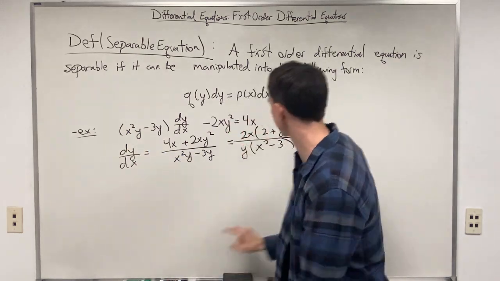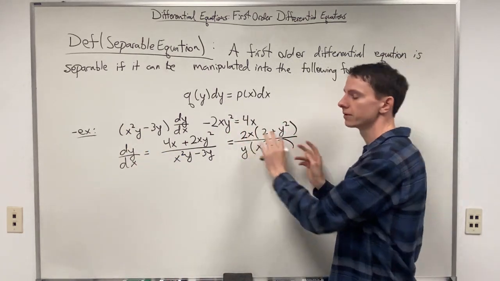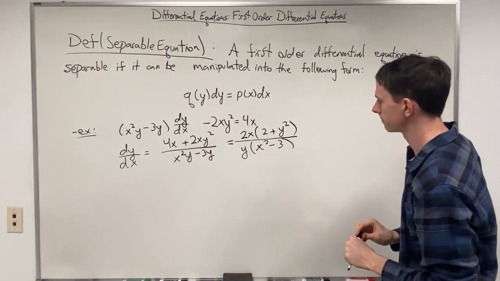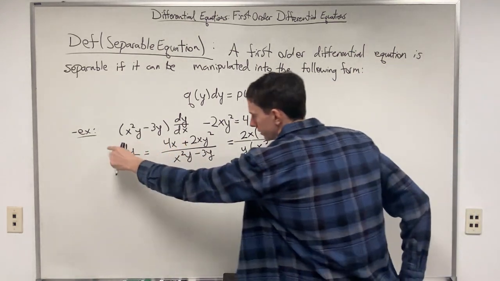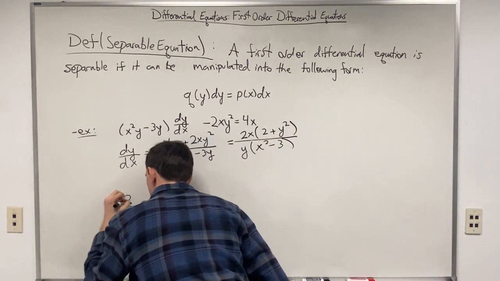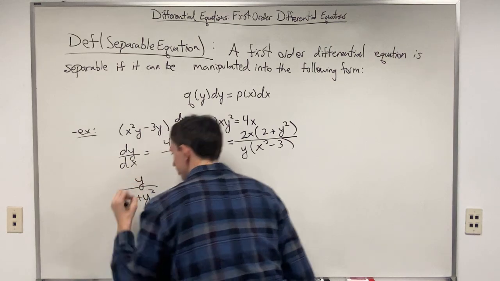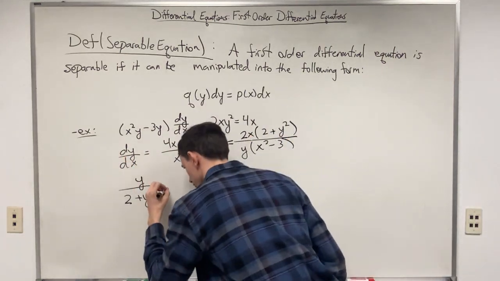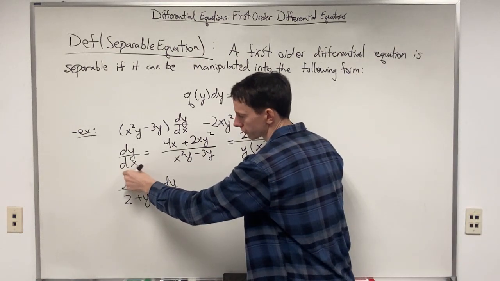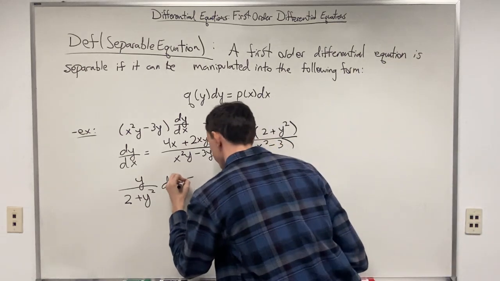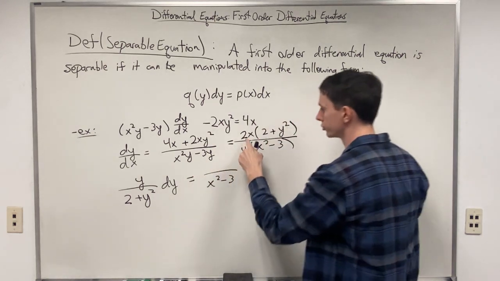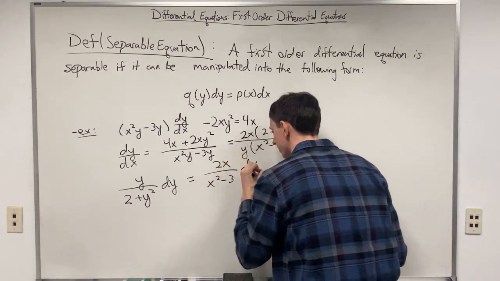And then we're going to multiply our dx over to the right-hand side where we're going to leave our x terms. So if we do that, I'm going to write this down in another line right here. I see that I can multiply y to the other side and divide the quantity 2 plus y squared to the other side. So that's going to leave me with y divided by 2 plus y squared times my differential dy. And then if I multiply the differential dx over to the right-hand side, I'm going to have x squared minus 3 in the denominator, and then 2x in the numerator times dx.